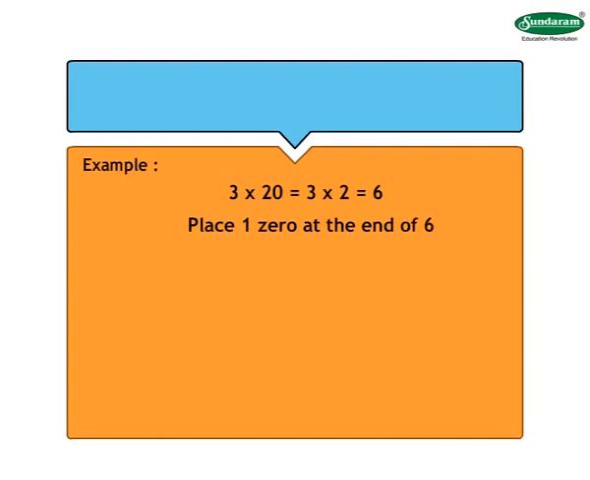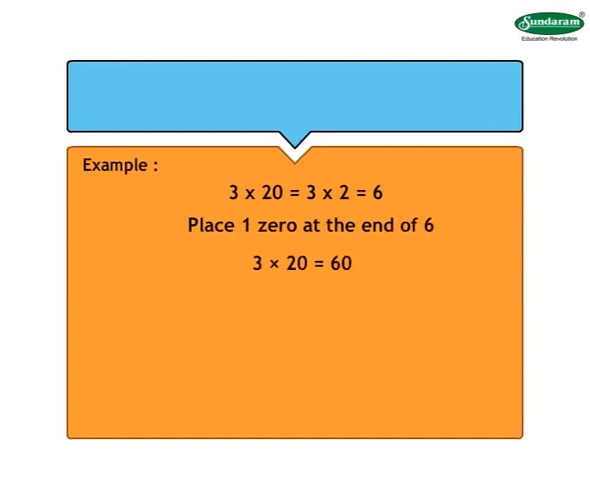Let us learn multiplying by complete tens and complete hundreds. For example, when we want to multiply 3 into 20, just multiply 3 into 2, which is equal to 6, and place the 0 at the end of the product 6 obtained. Thus, 3 into 20 is equal to 60.